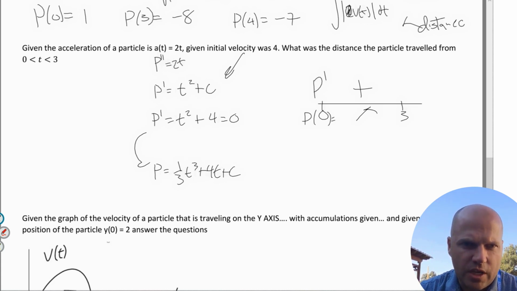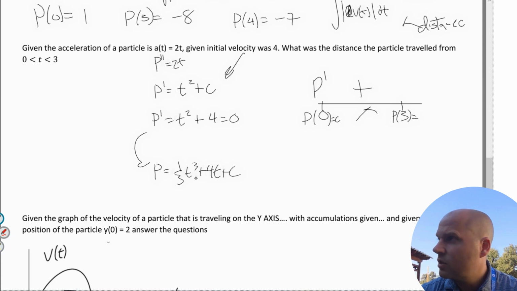Position at time 0 is c. Position at time 3 is 27 times a third is 9 plus 12 is 21 plus c. So the displacement equals the distance, which equals 21. I'm going to write that down. Displacement equals distance, which equals 21.